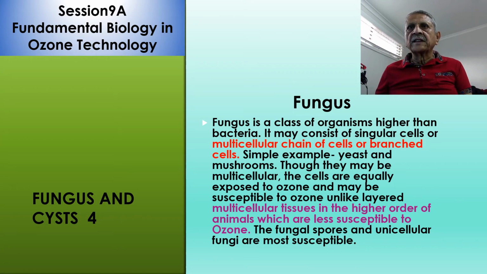The chain can be simple chain or branched. A good example of fungus is yeast or mushrooms. Though they may be multicellular, the cells are equally exposed to ozone and may be susceptible to ozone, unlike layered multicellular tissues in the higher animals, which are less susceptible to ozone. The fungal spores are unique, and the fungi are almost also susceptible to ozone.